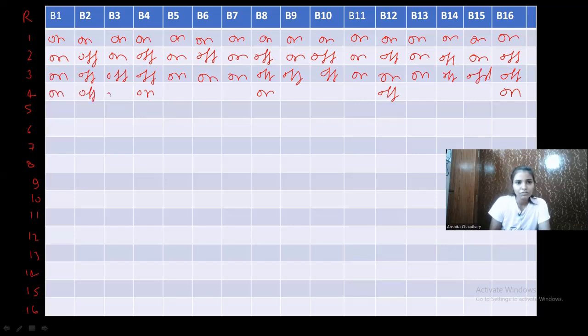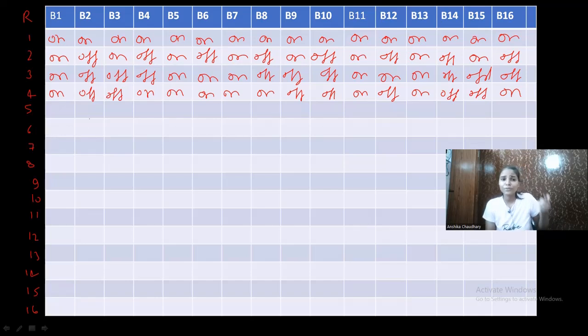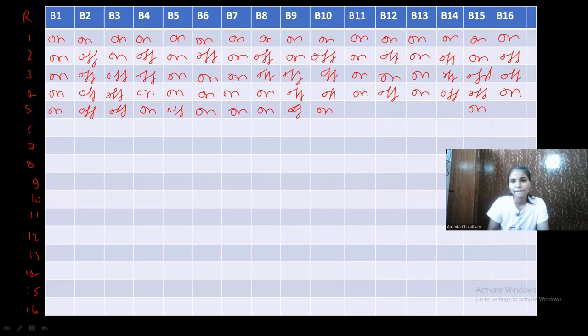On, off, off. Okay. Now at the fifth iteration, you have to toggle the state of each fifth bulb. That means 5, 10, and 15. All right. So 5 will be toggled, so it will be off. 10th will be toggled, so it will be on. 15th will be toggled, so it will be on. All right. And the remaining bulbs stay as they are. On, off, off, on, on, on, off, on, off, on, off, on.